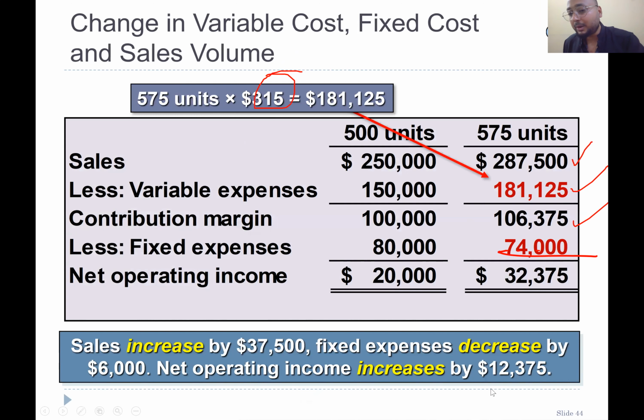Your profit increased by 12,375, even more. Even though you are increasing your variable cost, you are just controlling the small part of your fixed cost, 6,000. And you are not selling the huge amount, just 75 units you are selling more, that's it.